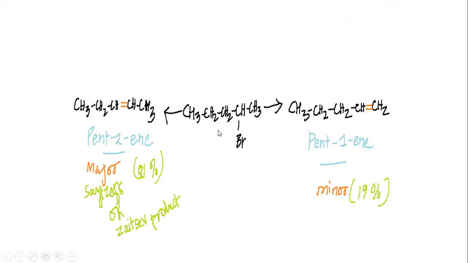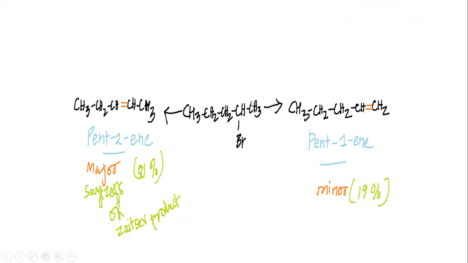In the same way, here you can understand the reaction, my dear students, that we have 2-bromopentane. In this 2-bromopentane, base will attack the carbon which is bonded to two other carbon, and that is why the double bond is formed between the second and third carbon. And as the double bond is formed between the second and third carbon, we will get pent-2-ene as a product.